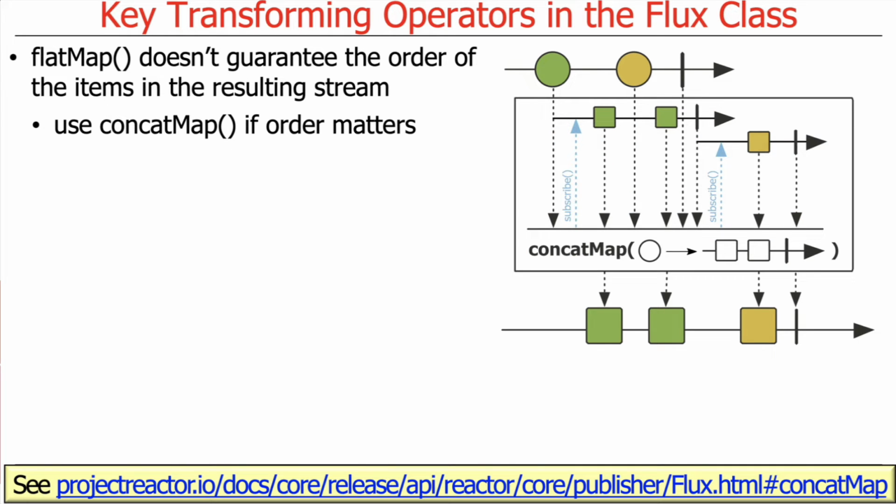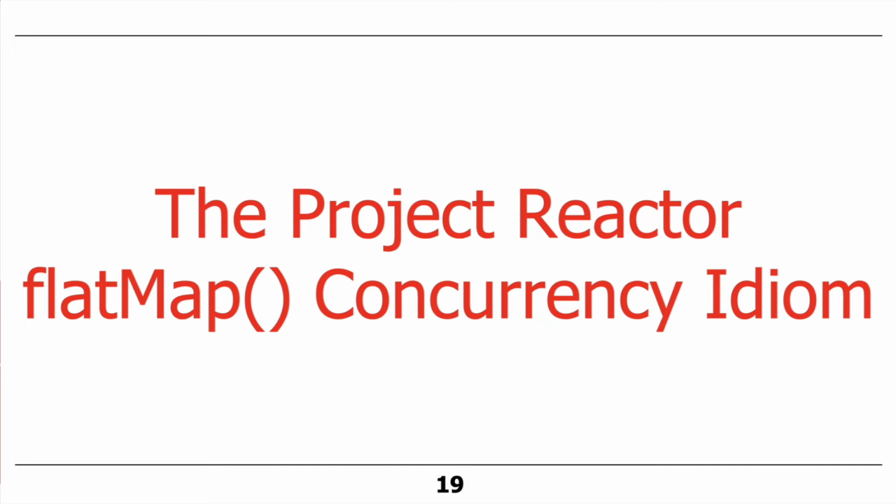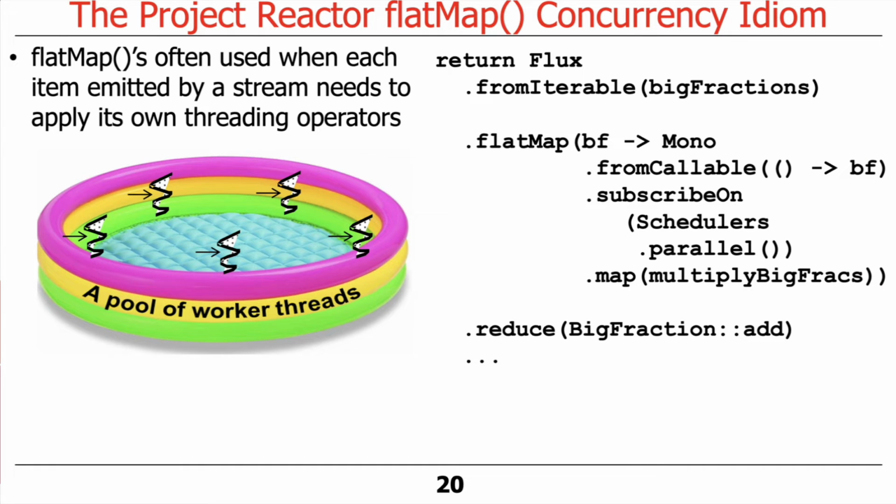If you want things ordered, then you should use the concatMap operator. So let's talk about the Project Reactor flatMap concurrency idiom, because it's really super cool. We often use flatMap when we want each item emitted by the stream to be applied in its own threading context, like a thread pool. And this may be useful for things we were talking about earlier before the class.